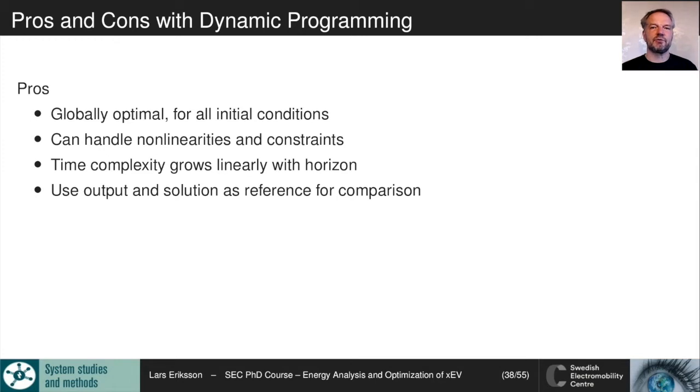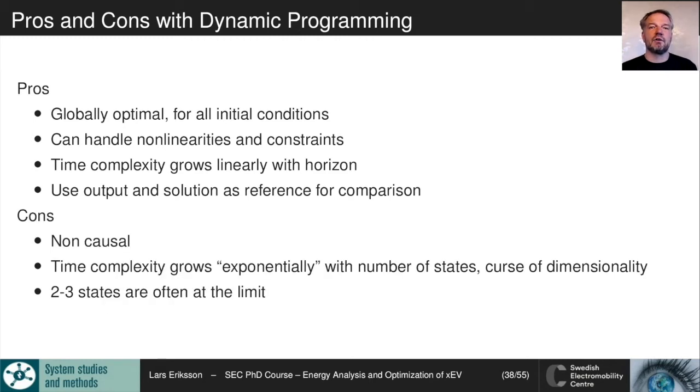They develop a solution with dynamic programming, and then you implement a real-time solution and you compare the gap between them. And if the gap is sufficiently small, then you are satisfied with your real-time solution. The cons of dynamic programming is that it's non-causal. You need to have full knowledge of the future trajectory.